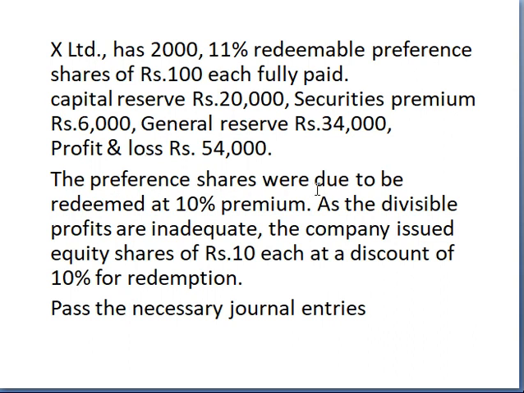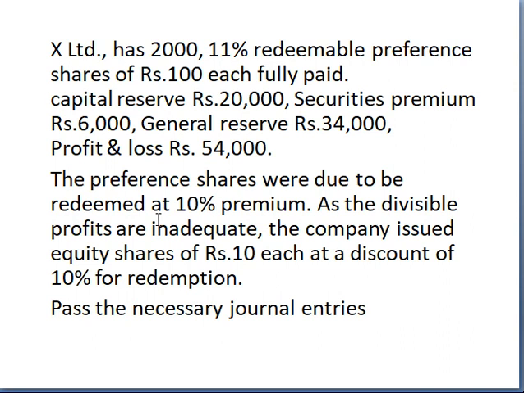Next is the preference shares were due to be redeemed at 10% premium, which means the company X Limited has decided to redeem the preference shares at the premium, right? So at 10% premium. The next is, as the divisible profits are inadequate, the company issued equity shares of rupees 10 each at a discount of 10% for redemption, which means that for the purpose of redemption, the company has to arrange fund through the divisible profits and next from the equity shares.